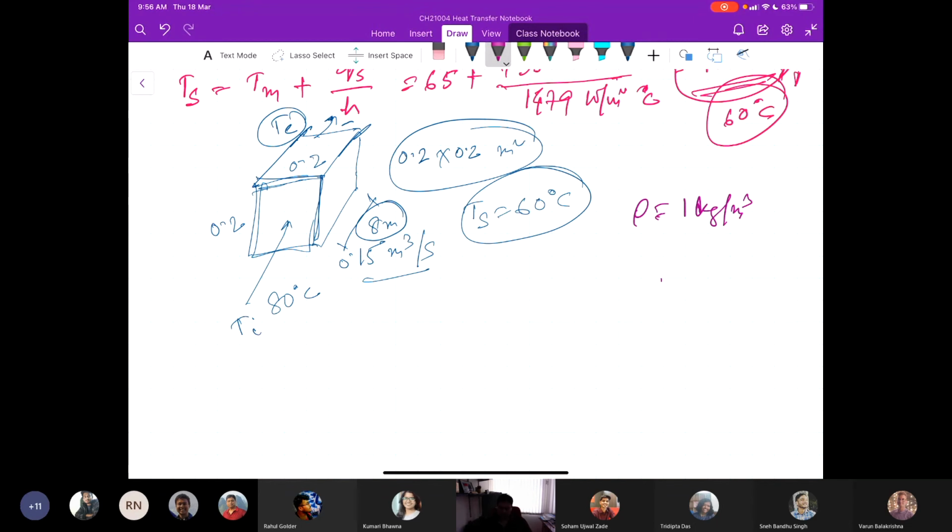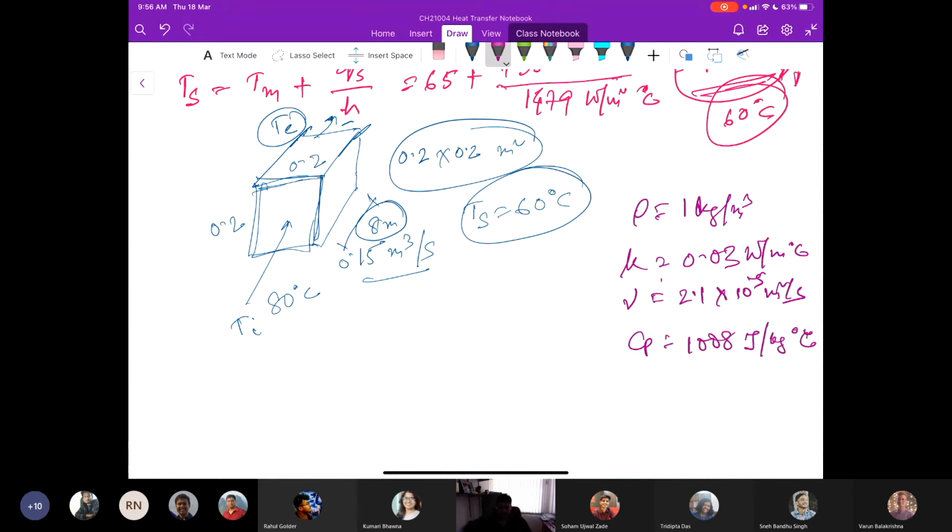Just for the sake of quick calculation, K say 0.03 watt per meter degree centigrade. Nu, say I give you the value of 2.1 into 10 to the power minus 5 meters square per second. Cp is 1008 joule per kg degree centigrade, and Prandtl number 0.71, okay, 0.72.